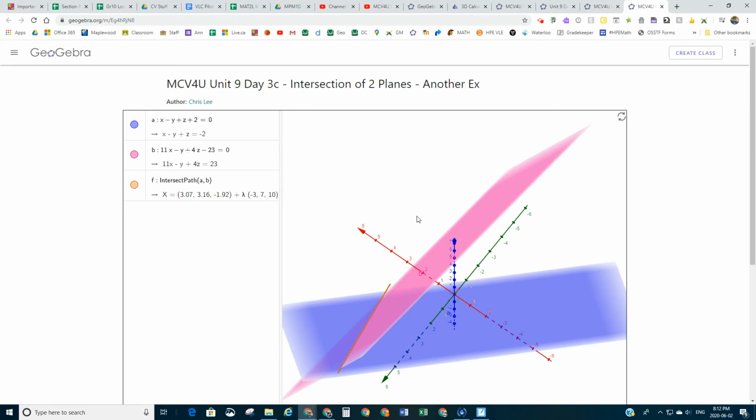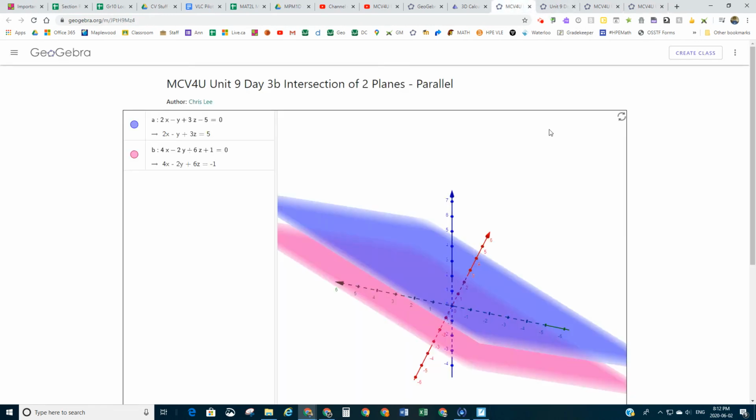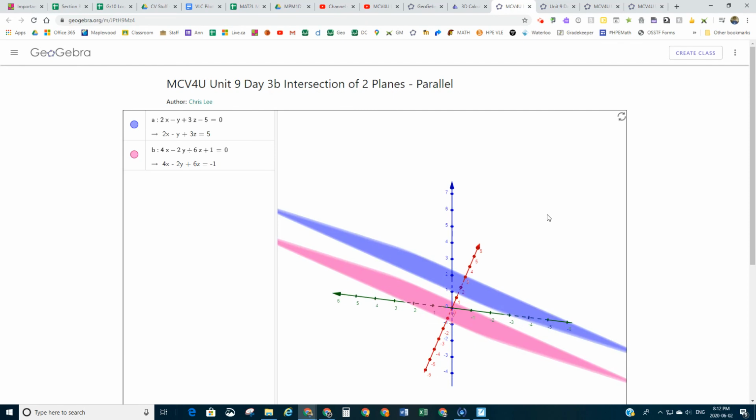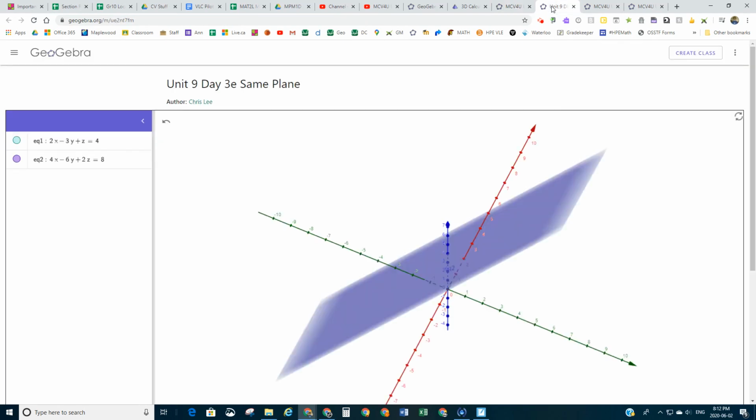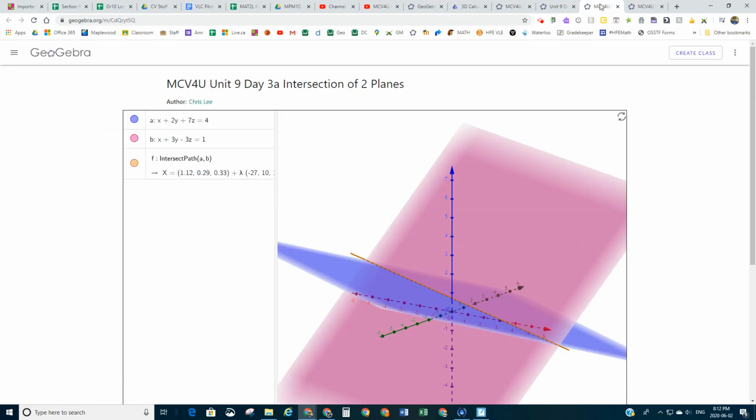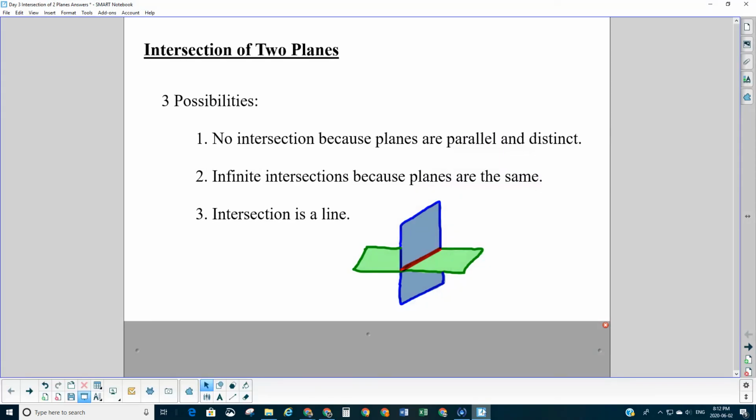You'll see the three possibilities then: the planes are parallel and distinct, so the conclusion is there is no intersection; or they are parallel and the same, so non-distinct, and therefore there are infinite intersections; or they are non-parallel and intersect at a line.